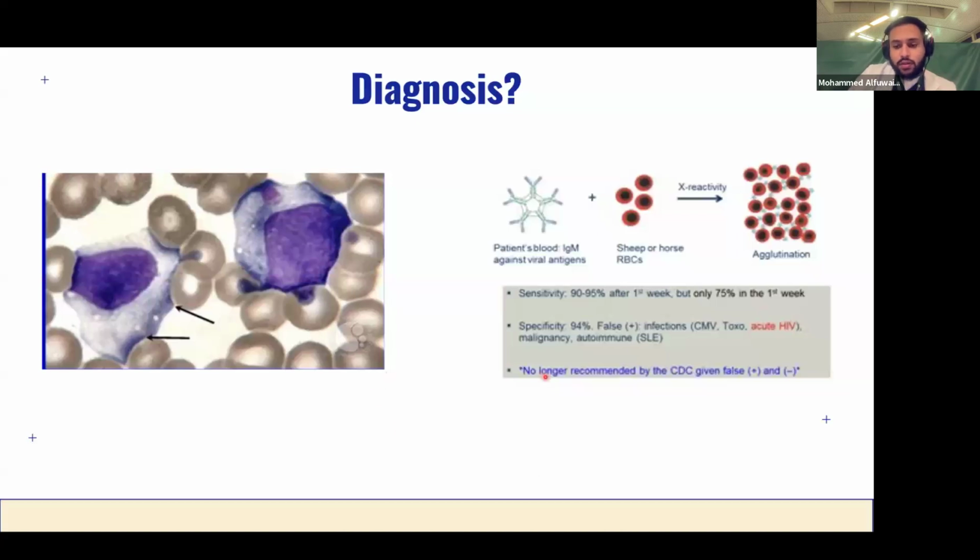This is what you see with infectious mononucleosis. You can see atypical lymphocytes, huge lymphocytes, and then you can do the Monospot test, which will check for agglutination, which is for EBV.